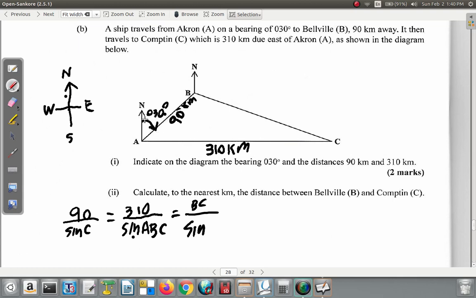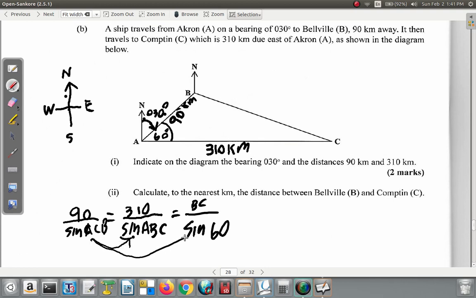You can find BAC. C is east of A, and you have the north line at 30 degrees. So what remains is 60 degrees to make the total 90 degrees. So sine 60. Alright, good. Let's try that. You have C. You don't know what the angle at C is. I should really say ACB, sine ACB. But you don't know what that is. 310 over sine of ABC, you don't know what this is. So you will have two unknowns here.